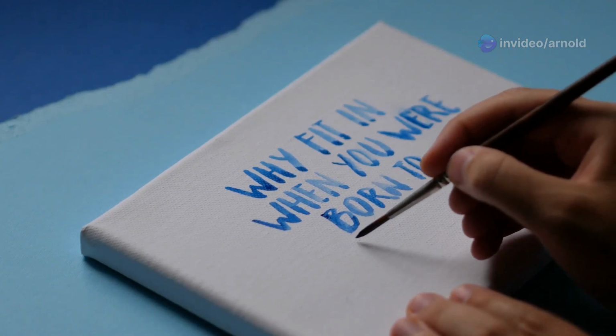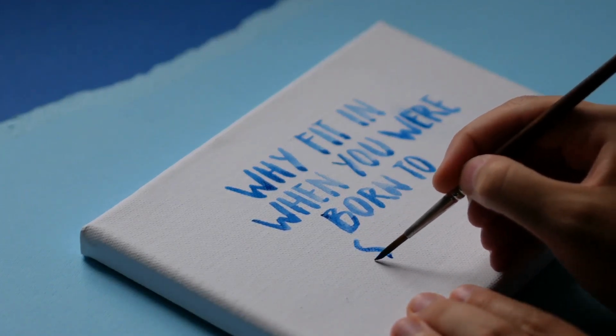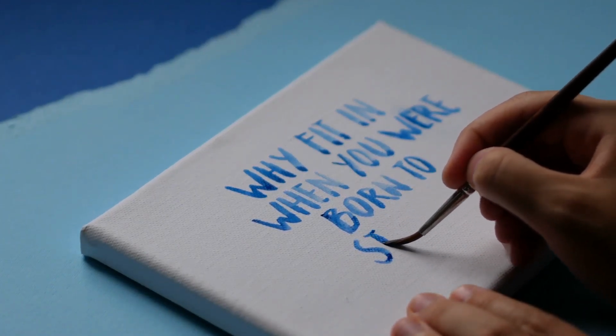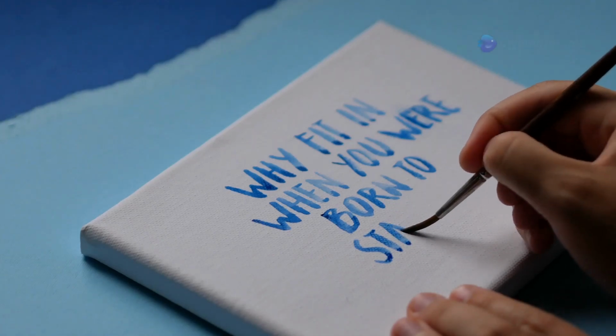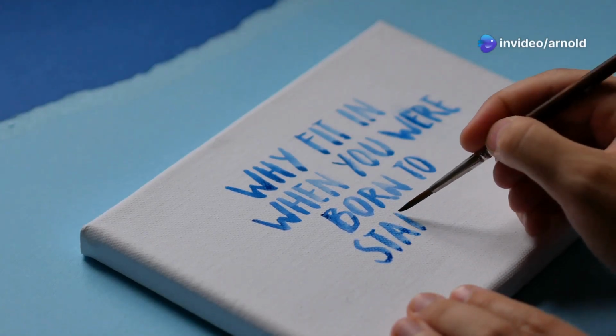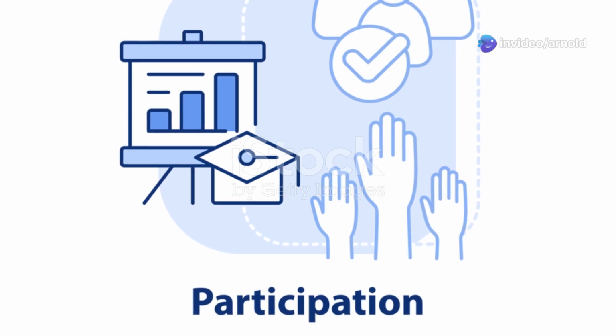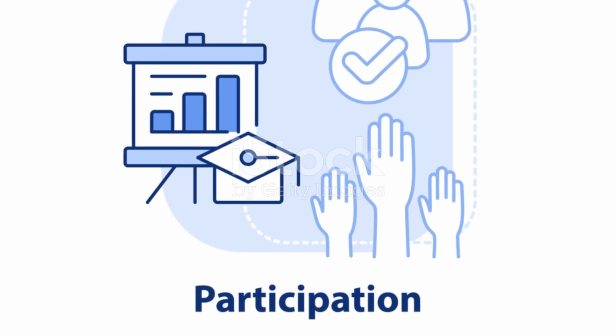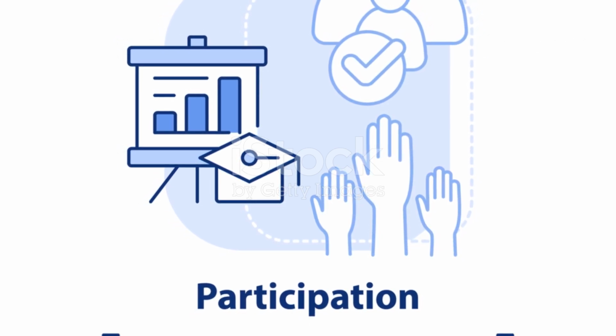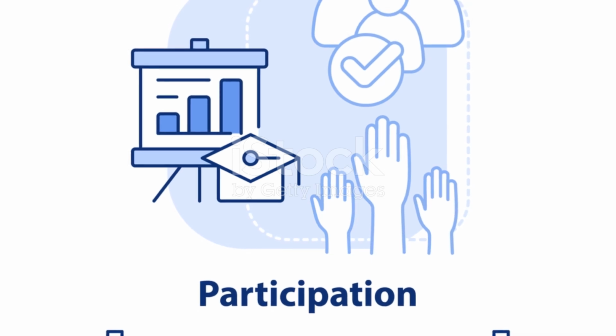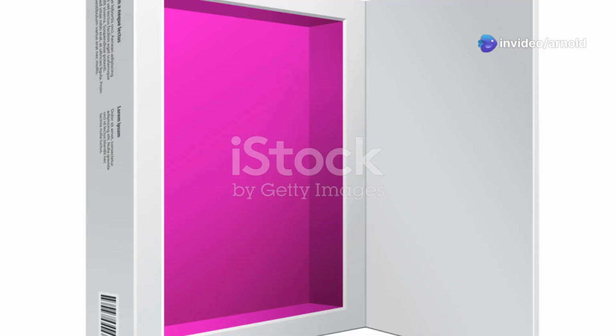Finally, let's add some text to our design. Select the text tool from the toolbar and click on the canvas to start typing. You can choose the font, size, and color of your text from the options bar. Customize your text to match the style of your design. You can also add effects like shadows and gradients to make your text stand out. Once you're happy with your design, save your document by going to File and then Save As.